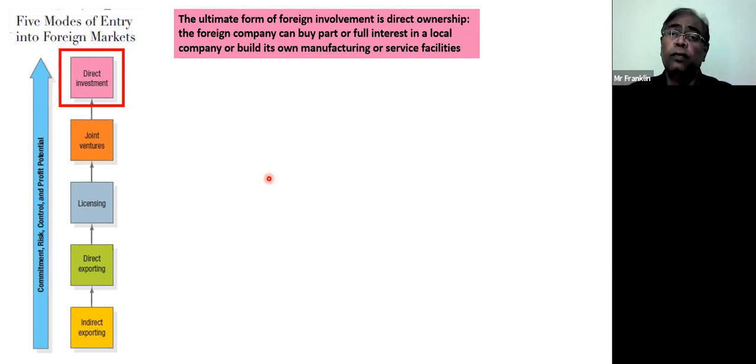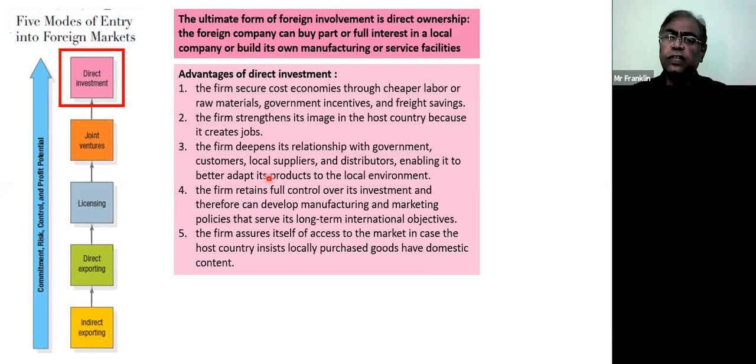Okay. So when you open up a direct investment, the advantages are what? First of all, you have cost economy. Now this might be a question they ask you. They won't ask you what the differences are, but maybe they might ask what the advantages of direct investment are as opposed to licensing. Then you have to explain licensing. For example, what are the benefits? So the advantage of direct investment is that the firm secures cost economy.